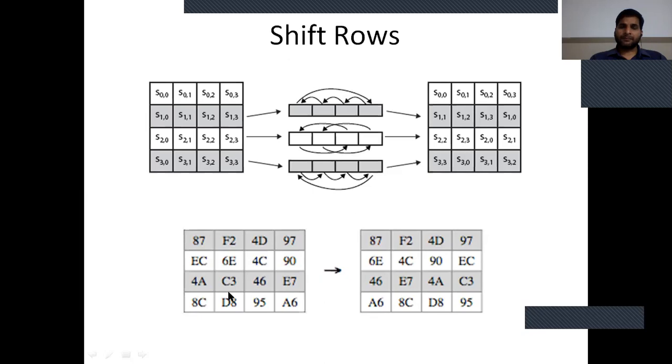For example, 87, F2, 4D and 97 is row 0, therefore the shift row is not applied because it is the 0 shift, the first row. And here 90 is shifted to this position, 4C is shifted to this position, 6E is shifted to this position, and EC is shifted to this position, like that. And here we apply the second shift, and here the third shift, similar to the above example.